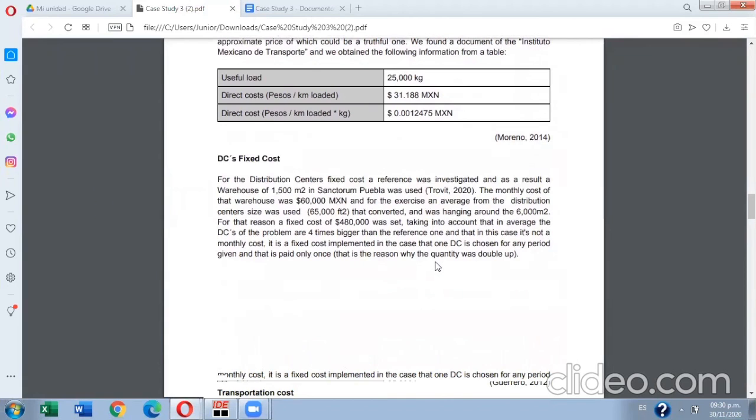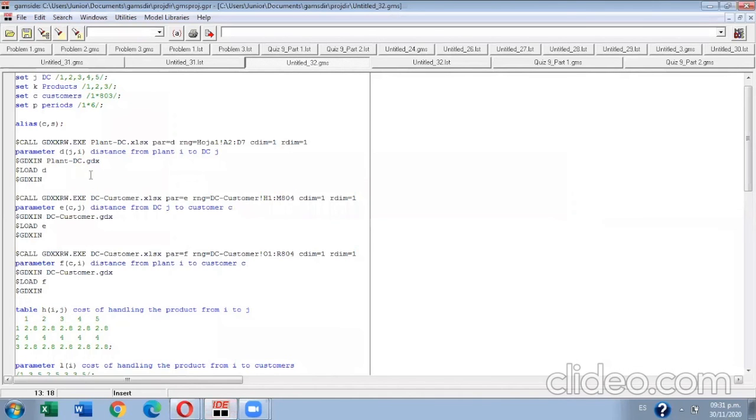Also, we assign a fixed cost in case a distribution center is chosen, and for this we based it on a reference of a 1,500 square meter warehouse with a price of 60,000 pesos per month. And with this, we assign a fixed cost of 480,000 pesos. With all this information, we have here our program where we are calling external Excel files with all the distances calculated.